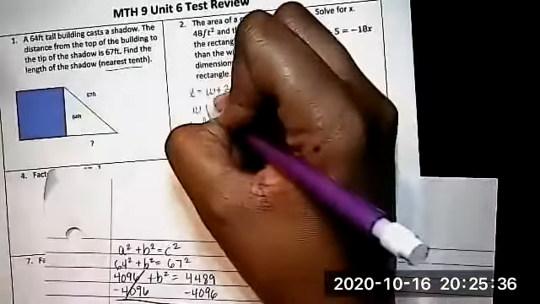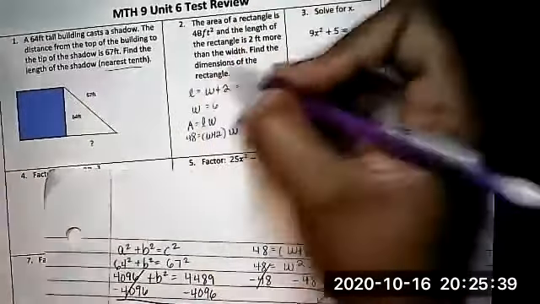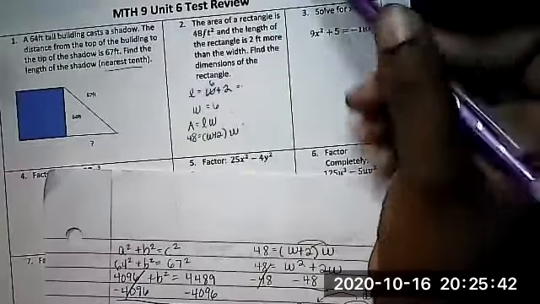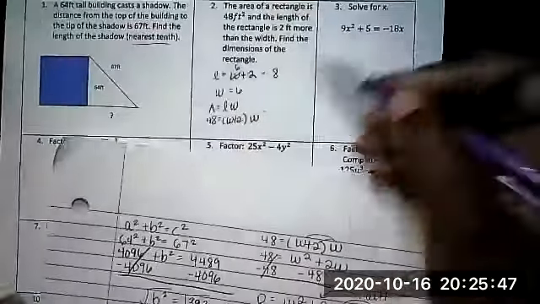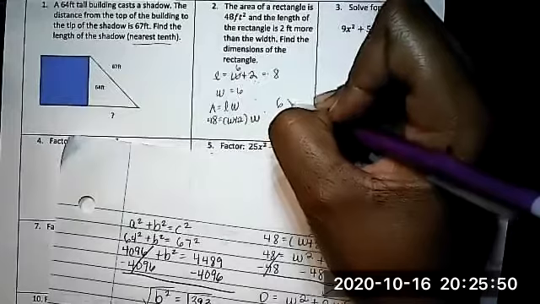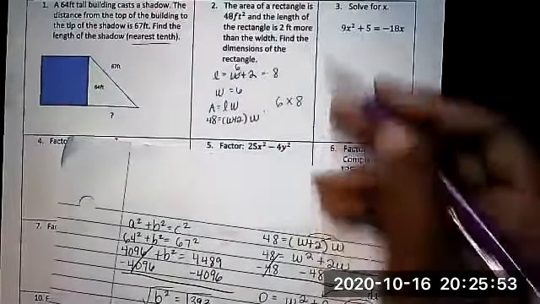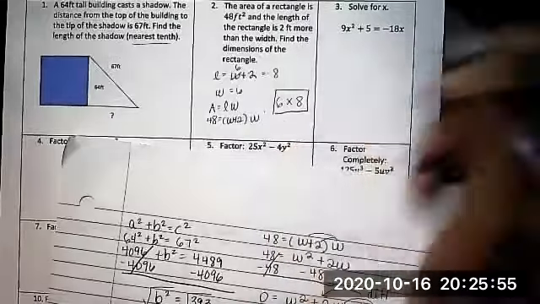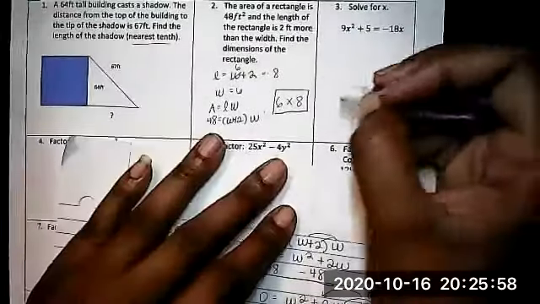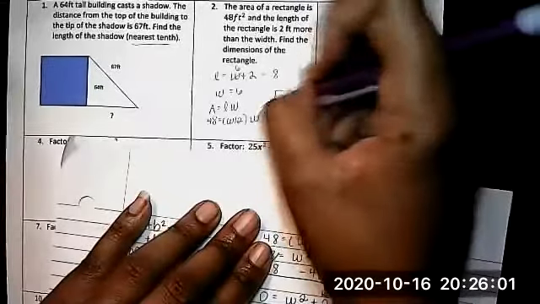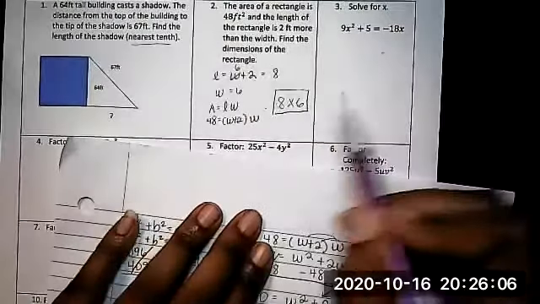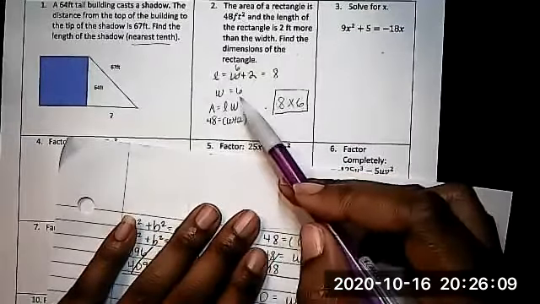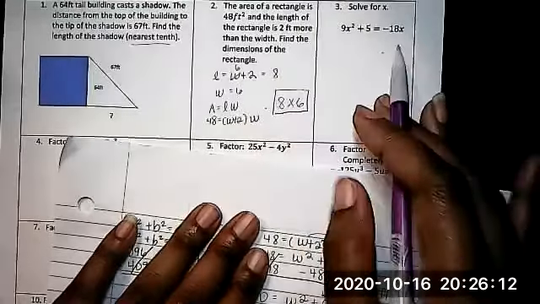But they're asking you for the dimensions. So we do have 6 as our width. If you replace W with 6, we said that the length is 2 feet more. So 6 plus 2 becomes 8. So your dimensions would be 6 by 8 or 8 by 6, depending on whatever they're asking you for. I guess your length by your width, 8 by 6. Your length is 8 and your width is 6 feet. Length is 8 feet.